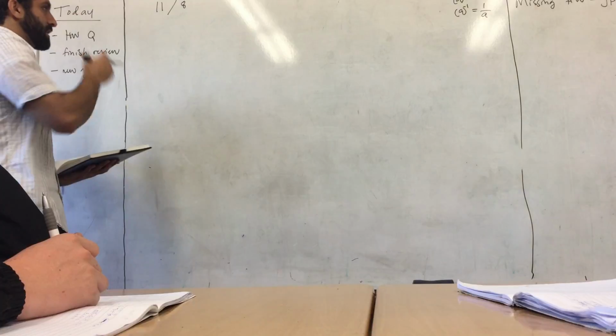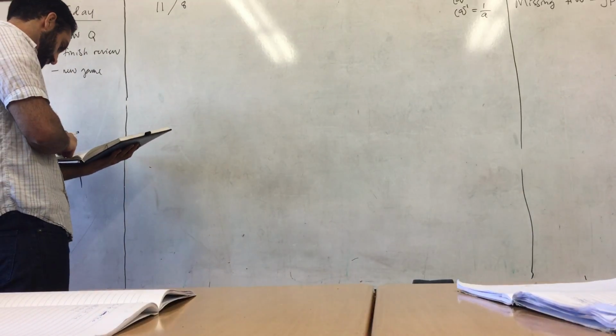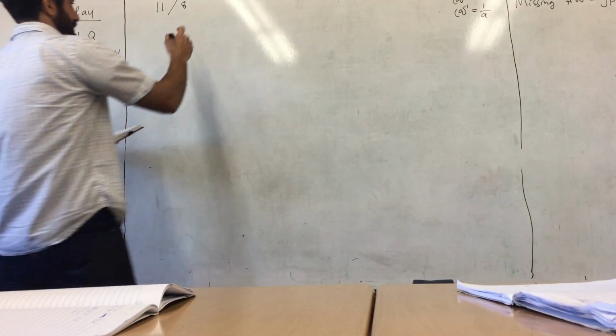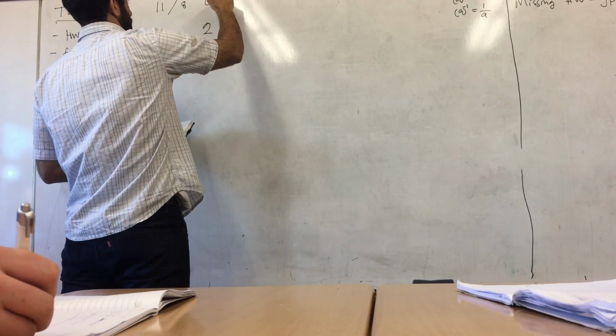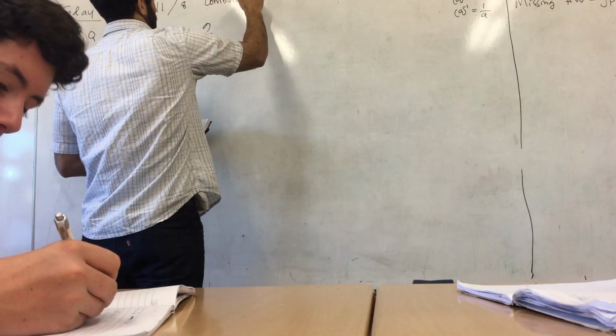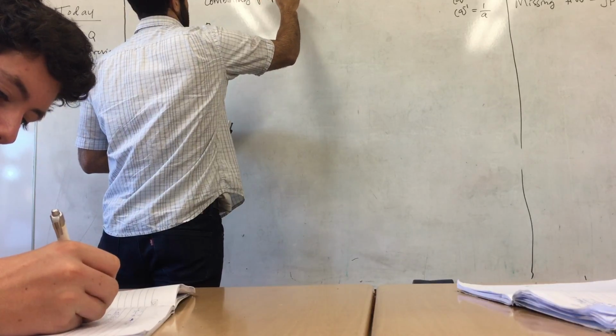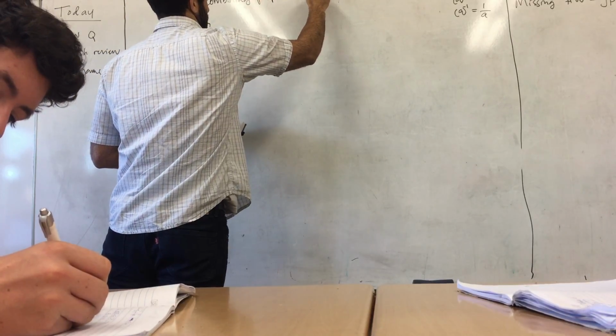Alright, let's pick up where we left off yesterday. Alright, try these out. We're combining properties of exponents. Combining mom and dad.